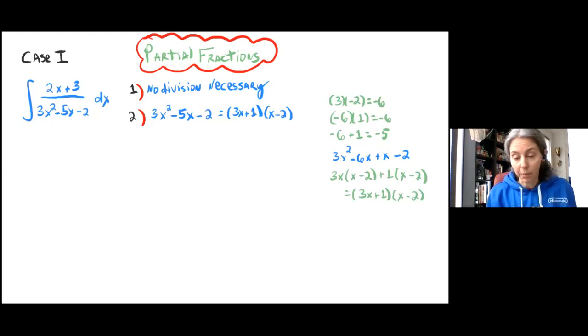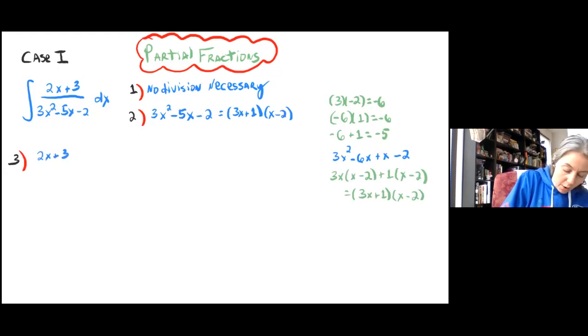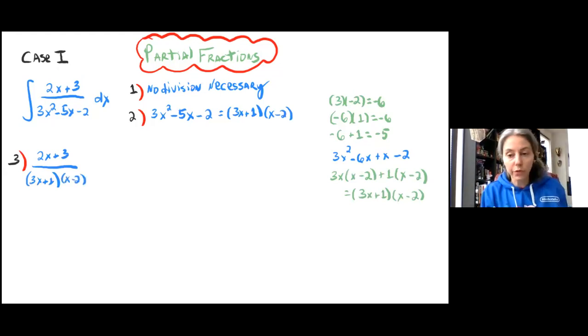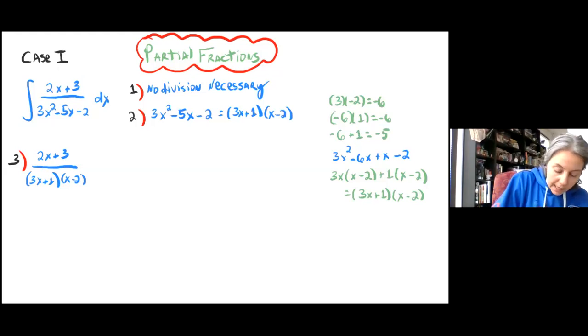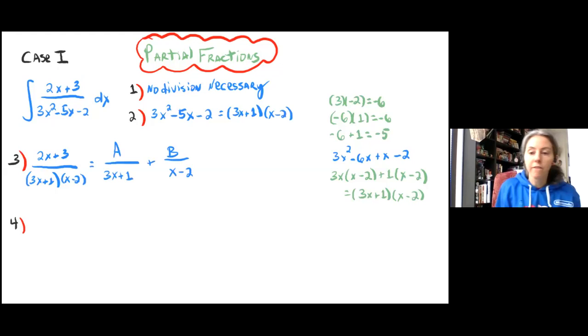So now the next step is to create our partial fractions decomposition. In order to do that, we want to rewrite this thing like this. So I have 2x plus 3 over 3x plus 1 times x minus 2. Now, both of those factors occur only one time each. So 3x plus 1 occurs one time, x minus 2 occurs one time, which means they each get their own fraction. So we're going to have A over 3x plus 1 plus B over x minus 2. Now, our fourth step here is to find what those numerators are. So I want to know what is A and what is B.